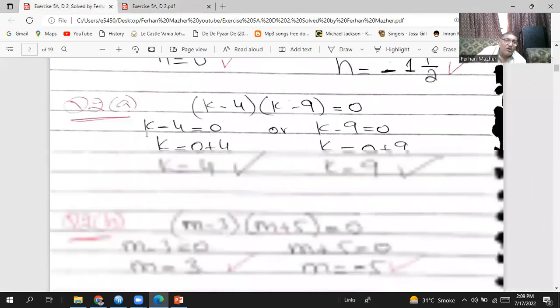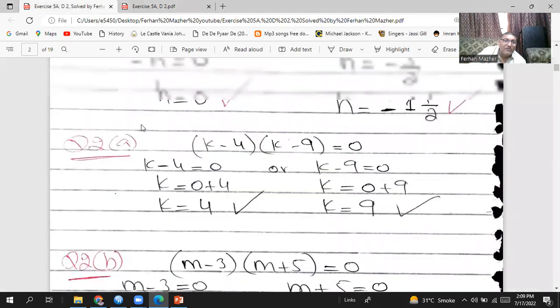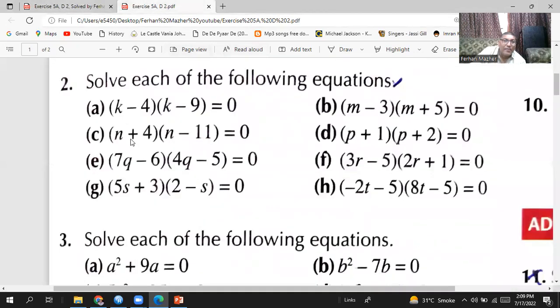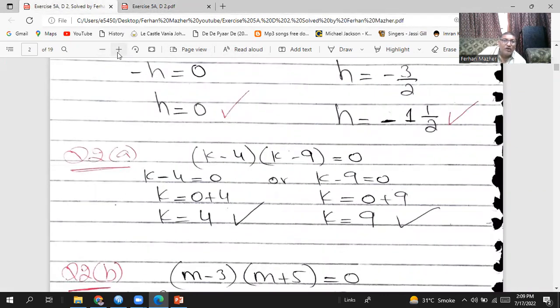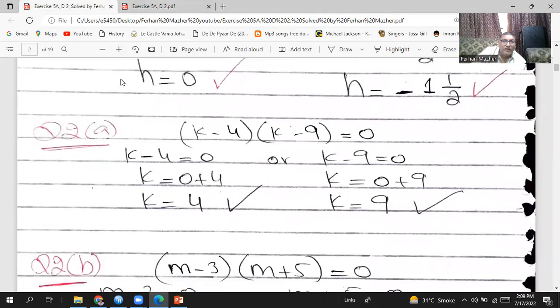And this is how you solve the equation. Okay, so question number 2 is A part. It is written here, k minus 4 into k minus 9 equals to 0. So k minus 4 in one bracket multiplies with the other bracket that has k minus 9 in it, equal to 0. Because the two brackets are multiplying with each other, their answer will be 0. So k minus 4 equals to 0. So k will be equal to 0 plus 4. That minus 4 will go to the other side. So k will be equal to 4.